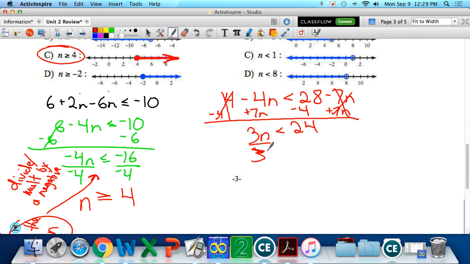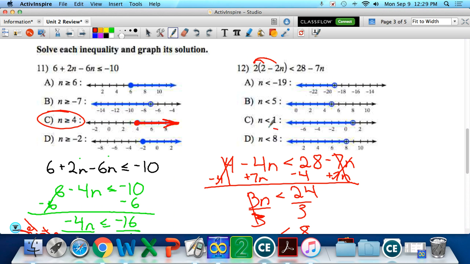Divide by 3. Divide by 3. The sign is going to stay the same because we divided by a positive number. That rule only holds true for negatives. And I see, there's my answer, D. It should be an open circle because it wasn't greater than or equal to or less than or equal to. And it should shade to the left. Okay? Again, remember, if our variable is on the left-hand side, we can trust the arrow. If it's not, we got to flip it.